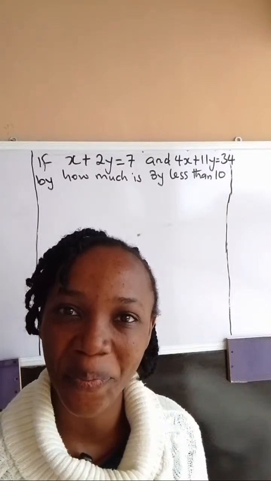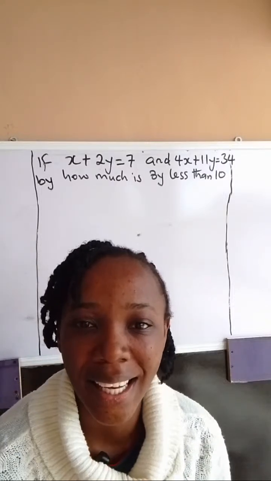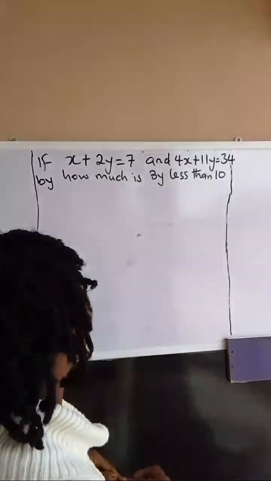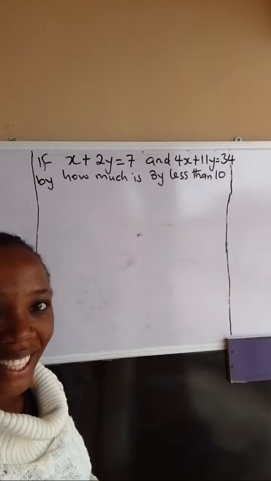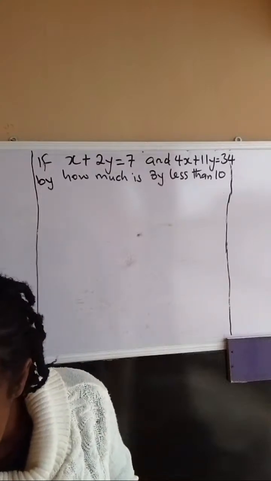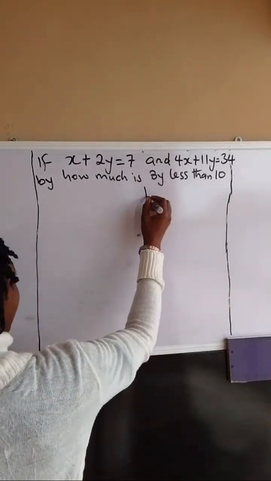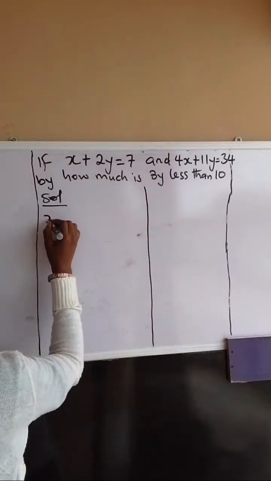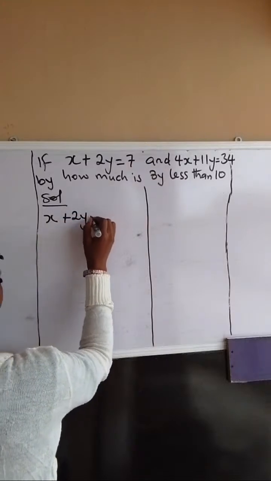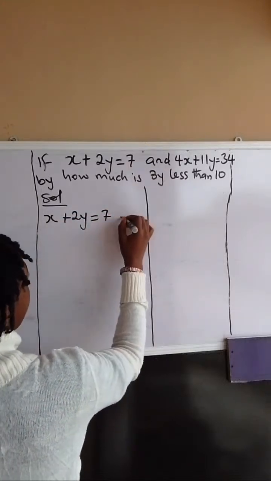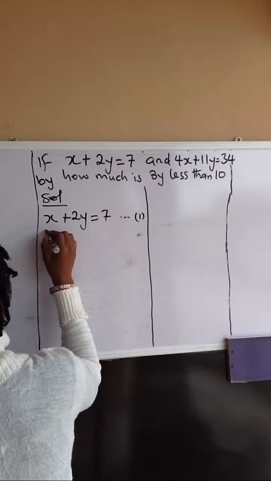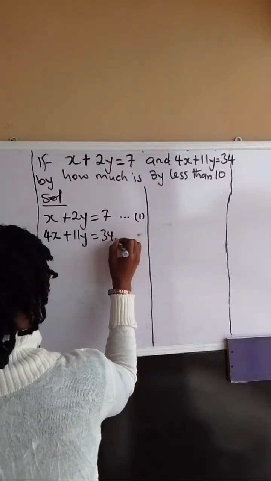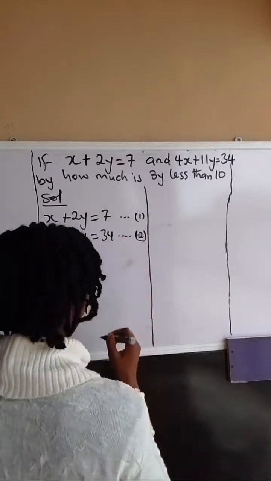Thank you. All right, I think time is up. So we're going to solve it quickly. Like I said, we don't have so much time to spend here. That's why I will be solving this one now. x plus 2y equals 7. This is equation 1. We have 4x plus 11y equals 34, and this is equation 2.